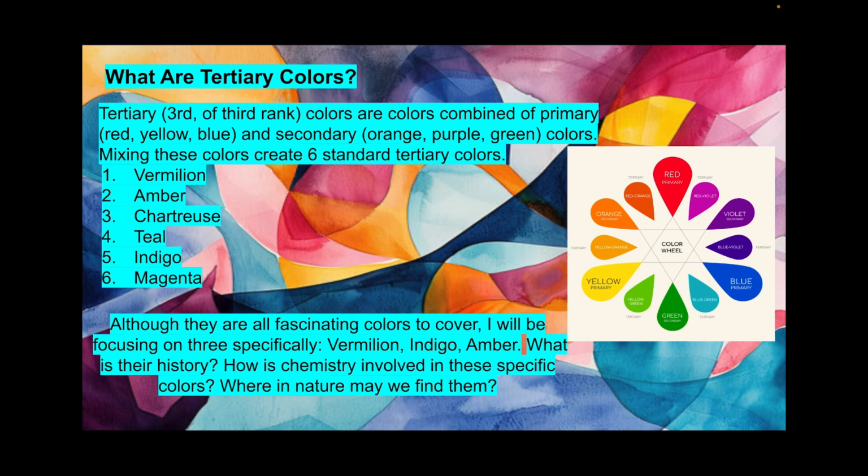Although these are all fascinating colors to cover, I will be focusing on 3 specifically: vermilion, indigo, and amber. What is their history? How is chemistry involved in these specific colors? Where in nature may we find them? And if you see on the right, I have a little diagram of the primary, secondary, tertiary colors, which is called the color wheel.